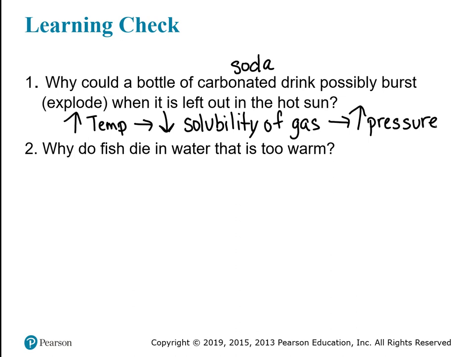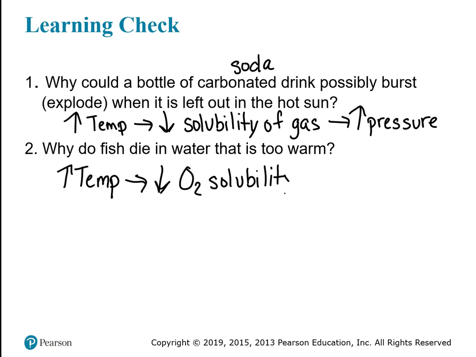Why do fish die in water that is too warm? Well, it's the same idea. If you increase the temperature, then you're going to decrease oxygen gas solubility specifically, because we're talking about fish. They need oxygen too, they just don't breathe air. If you decrease the oxygen solubility, then the fish don't get any oxygen, so they're going to die. And that's sad. We don't want our fishes to die. So don't heat up the ocean, y'all.